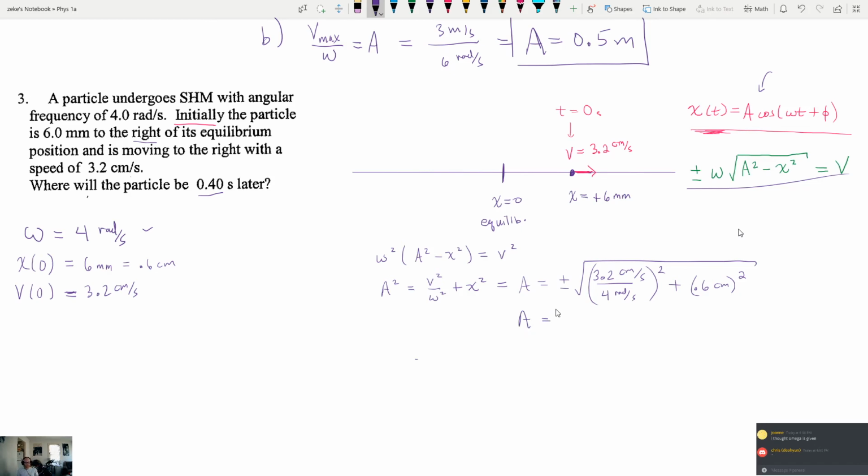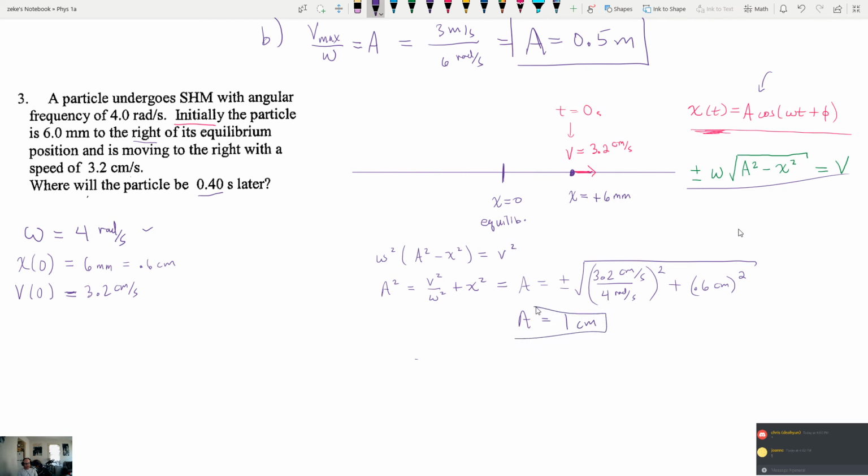Okay, what do we get when we calculate this? You get 1? Yeah, that sounds right to me. 1 centimeter. 3.2 divided by 4, squared, plus 0.6 squared, it's going to be 1. Okay, so we get as an answer 1 centimeter. That's nice.